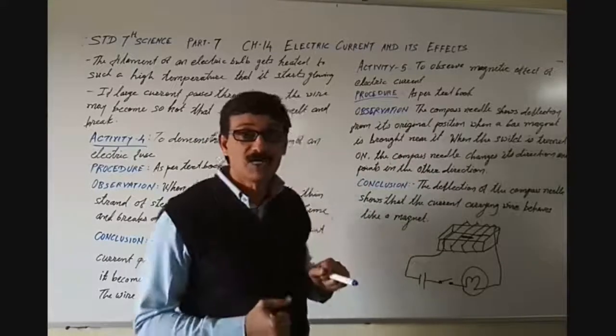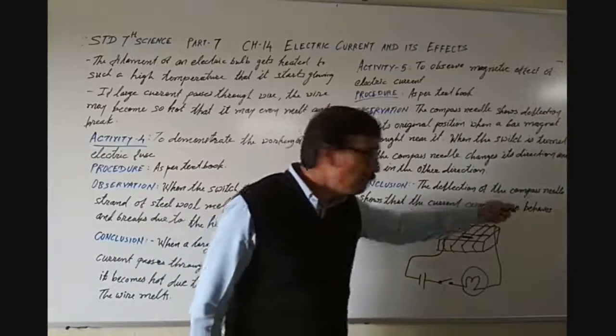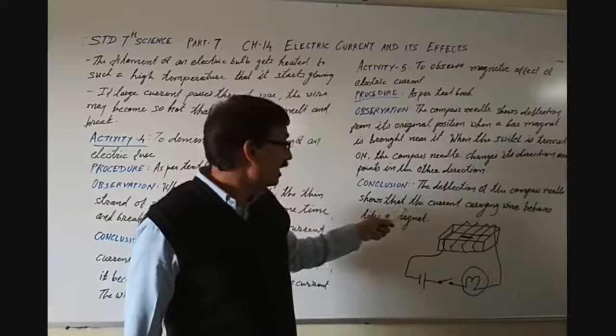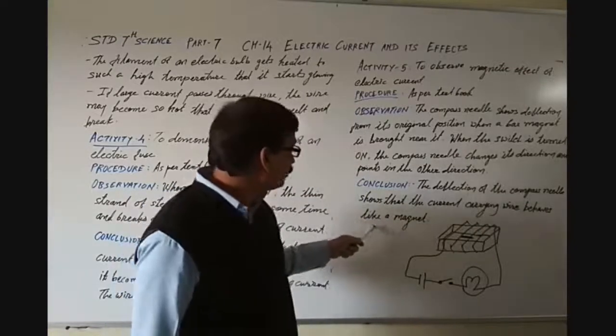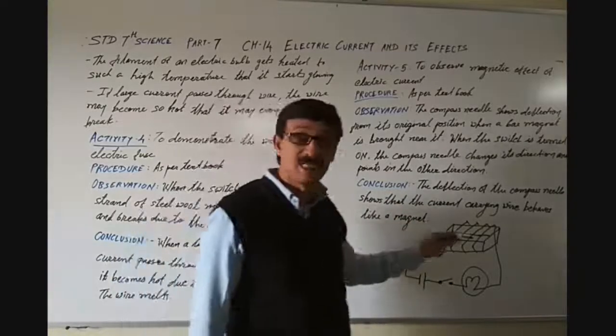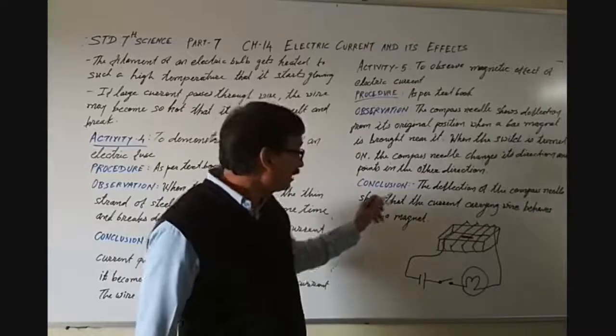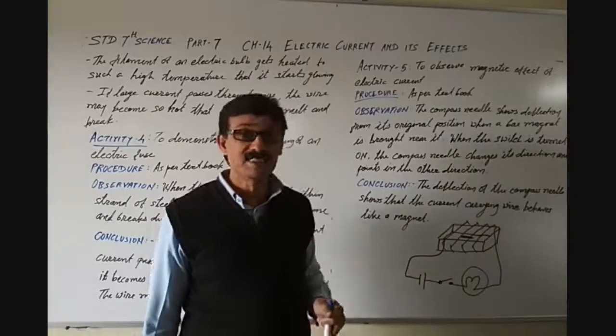So, what is the conclusion first of all? The conclusion is that the deflection of the compass needle shows that the current carrying wire behaves like a magnet. Why? Because there is a deflection of the compass needle. That is why we can say so.